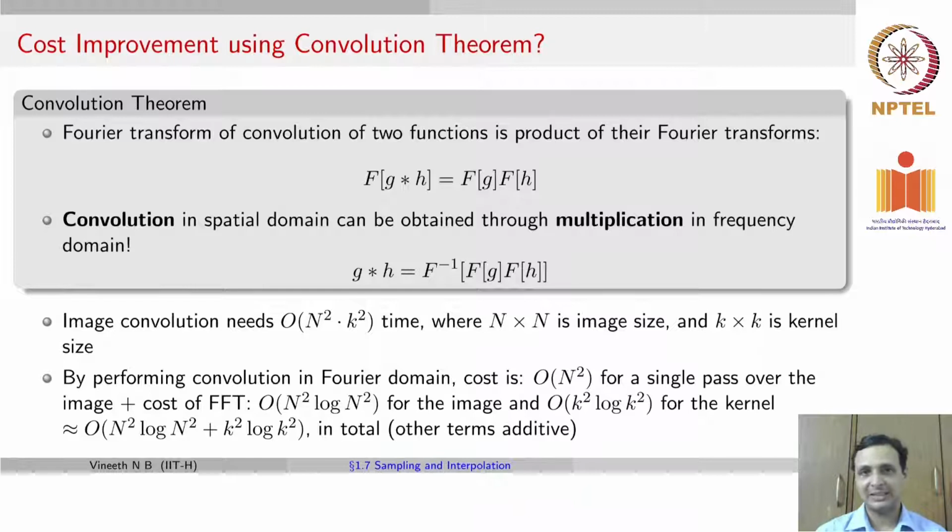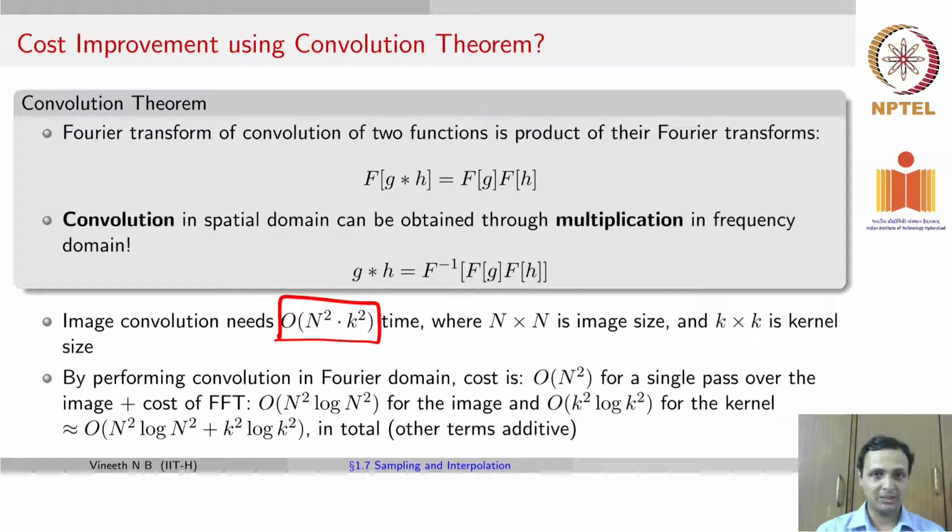Let's take a simple basic case here to explain the cost improvement. So if your image convolution takes order of n square k square times, where n cross n is the image size and k square is the kernel size, then by performing convolution in the Fourier domain, you're still going to have a cost of order of n square for doing a single pass over the image. In addition to that, to do the FFT, you will need order of n square log n square for the image. Recall that when we spoke about the fast Fourier transform, we said that if you have n samples, the cost is going to be order of n log n.